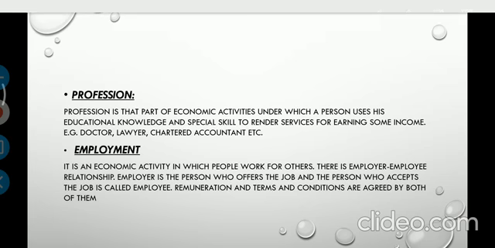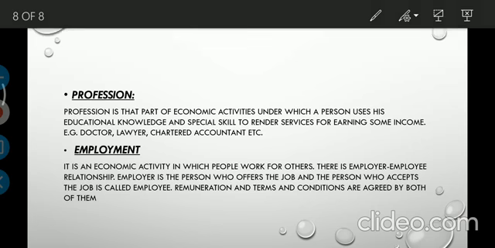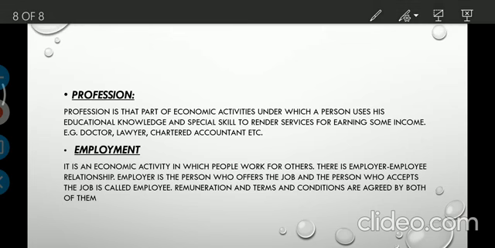I am standing here teaching you this subject by using my educational knowledge and my special skills which I have learned. I am not producing anything. I am not distributing anything. I am not selling anything. I am not exchanging anything with you. But I am exchanging my educational knowledge and my special skills, and I am giving you service. I am providing you benefits. That is what profession is all about.